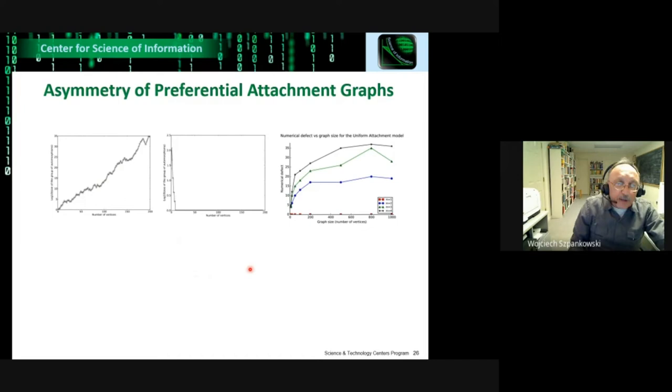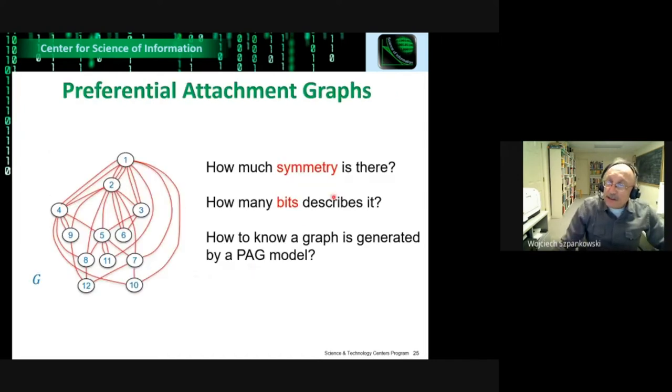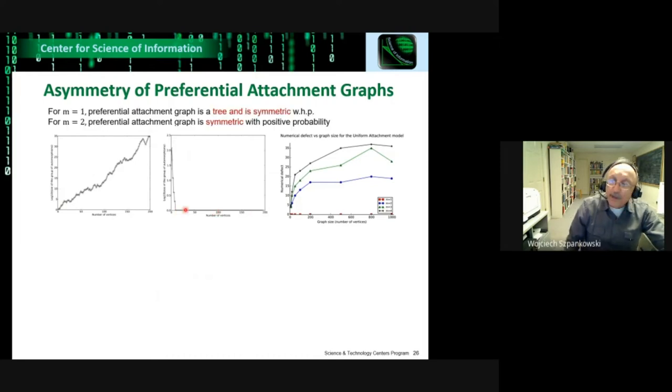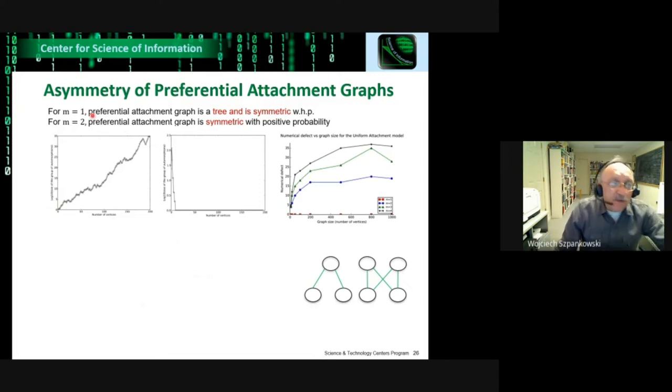The first question that we need to answer is symmetry, because for structural compression we have to know how much symmetry there is. I show you the number of automorphisms here: for m equal one, a lot, growing linearly with the number of nodes. For m equal four, there is no automorphism. For m equal one, which is basically not a graph but a tree, it has a lot of cherries like this, a lot of symmetry, because if I flip this and this, I see the same graph.